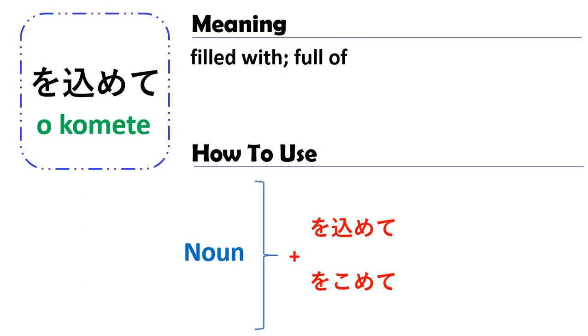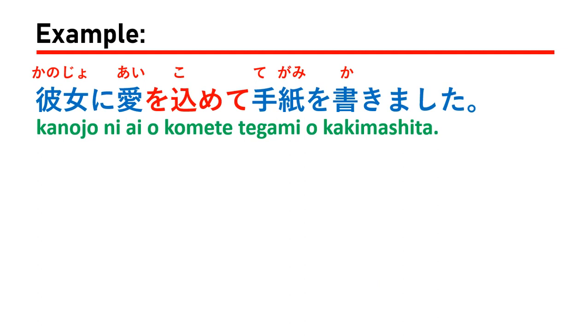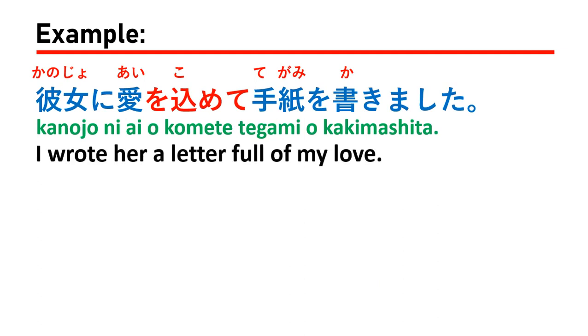So to understand better how to use the grammar of Komete, next we are going to see some examples. The first example: 彼女に愛を込めて手紙を書きました。Which means I wrote her a letter full of my love.